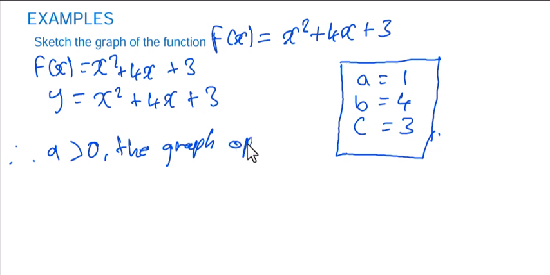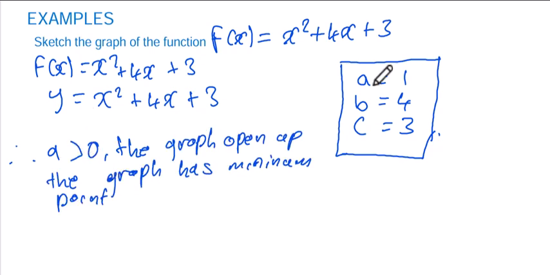So the graph opens up. Sorry for that. Therefore, if a is greater than 0, the graph has a minimum point.